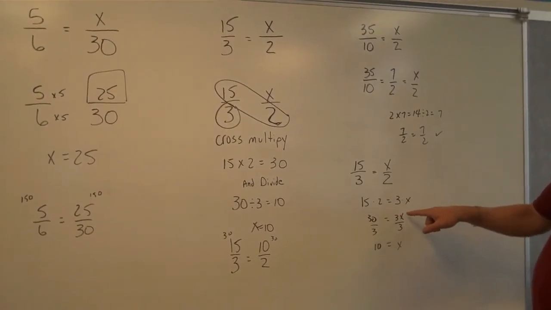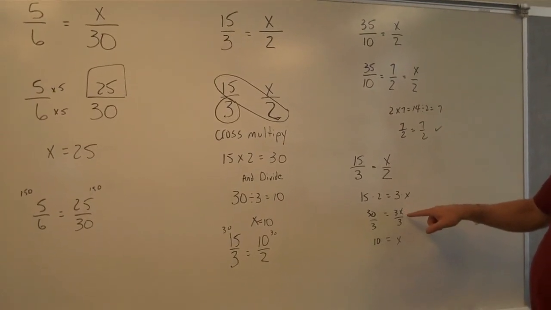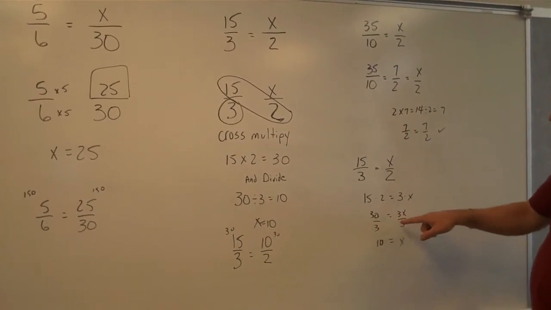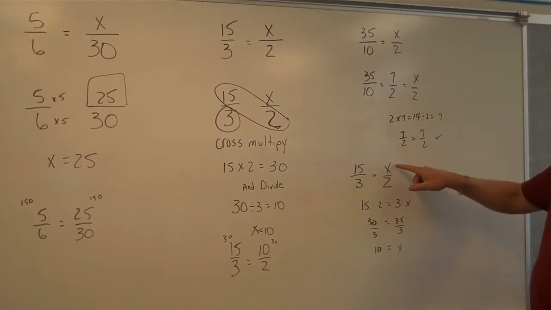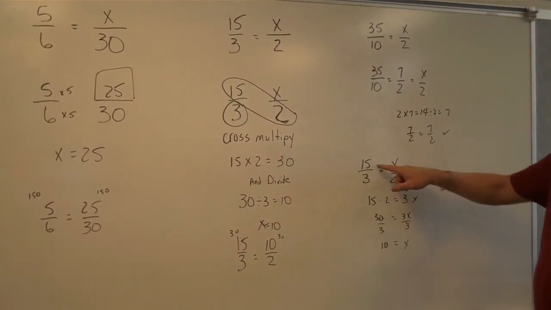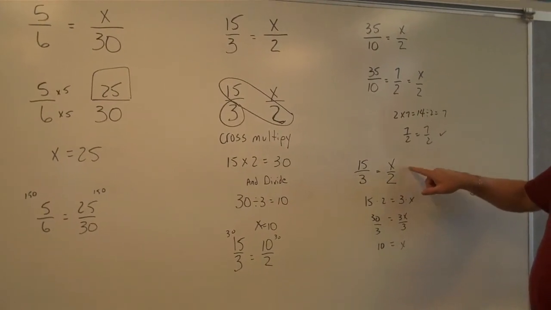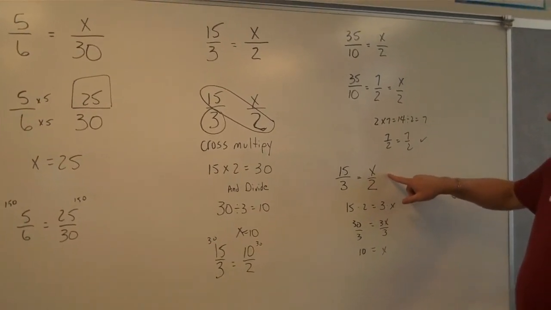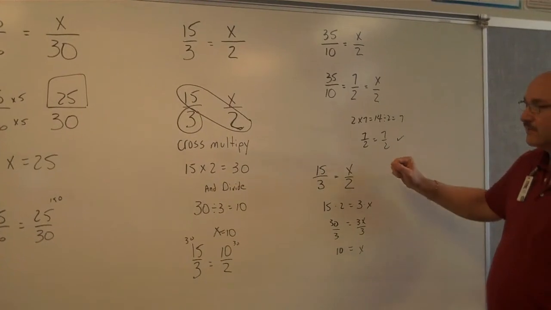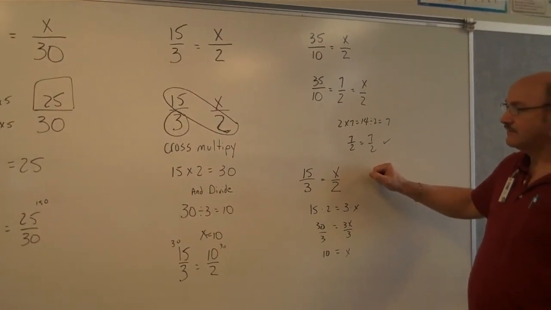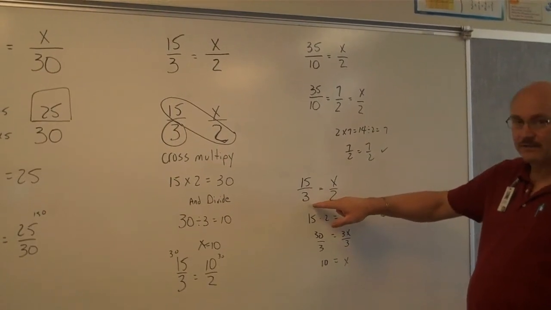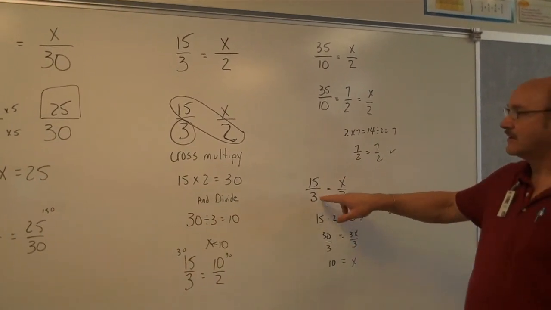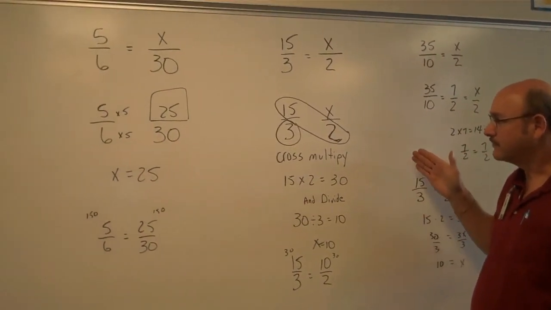Let's isolate the variable. Let's isolate x. So we're going to divide both sides by 3 and find out that 10 is equal to x. If we put 10 up here, 10 times 3 is 30. 15 times 2 is 30. It's a proportion. So we need to remember there's several different ways to work proportions. Generally, the best way is we try to cross multiply and divide by the number that's left. But there are several different ways to work proportions.